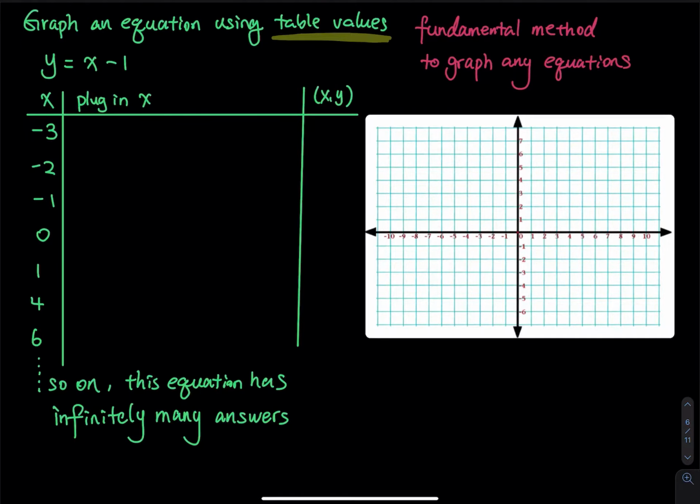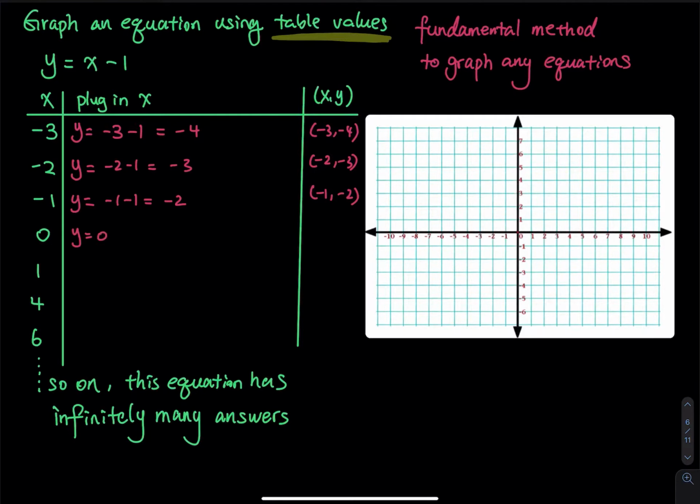So I already picked the x values, so what we can do is plug them in. y equals -3 minus 1, so that equals -4. So my first ordered pair is -3 comma -4. And then the next one, y equals -2 minus 1, that equals -3. So I have -2, -3. And then y equals -1 minus 1 equals -2. So we have -1, -2.